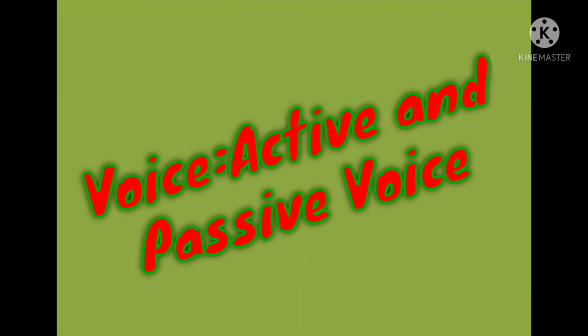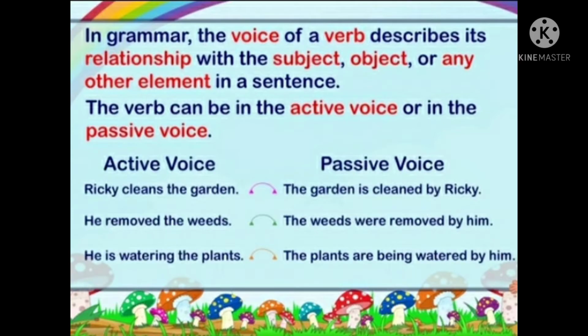Today let's discuss voice, that is active and passive voice. In grammar, the voice of a verb describes its relationship with the subject, object or any other element in a sentence. The verb in a sentence can be in the active voice or in the passive voice. Let us first see the examples, children, then I will explain the difference.